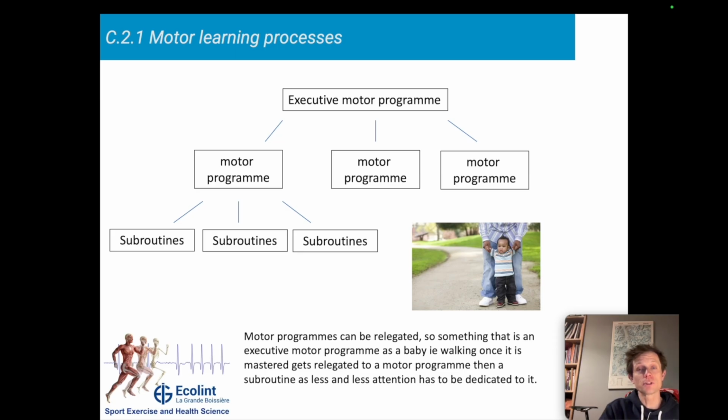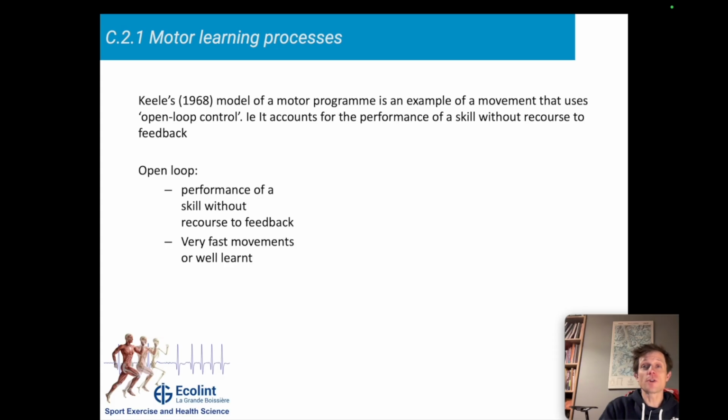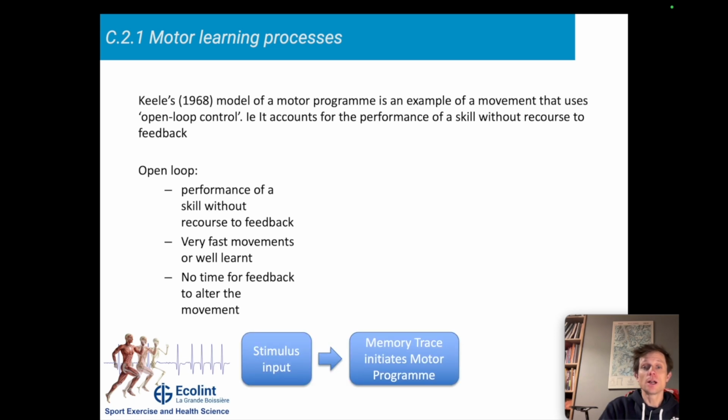Keele's 1968 work on motor programs were an example of movements that relied on open loop control, i.e. they did not rely on recourse to feedback. So open loop control is designed to not have recourse to feedback throughout the movement. It either takes place very quickly or the skill is well learnt, and so therefore feedback is either not possible or not necessary. There's no time for the feedback to alter the movement as it continues. The idea is that there's a stimulus, a memory trace then initiates the motor program, and then they have the motor action or the output.